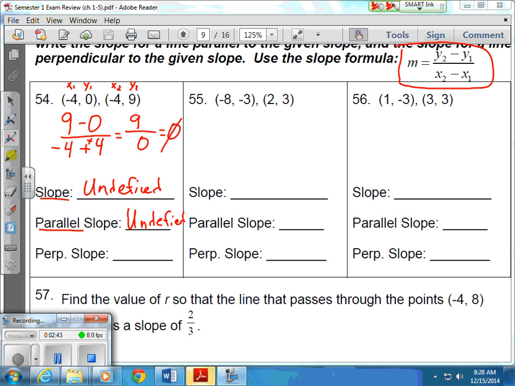These two things will always be the same. The slope and the parallel slopes will always be the same. The perpendicular slope, what's perpendicular to a vertical line? Perpendicular slope would be a horizontal line, and a horizontal line has a 0 slope.